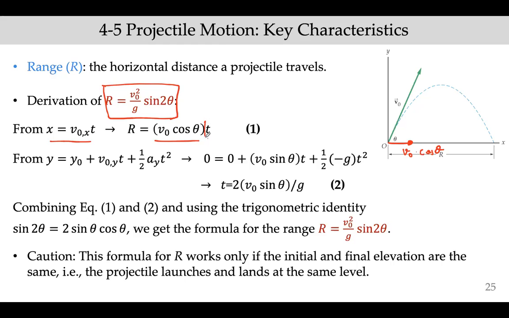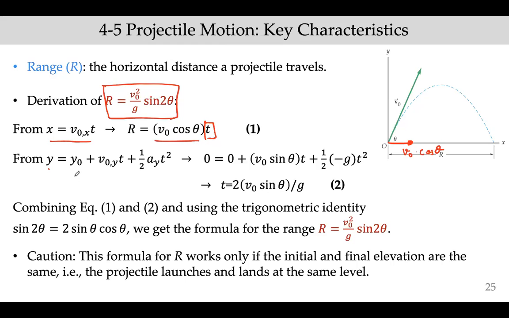The problem here is there is t, but for the range, I wanted to depend only on the initial speed, the acceleration of gravity, and the theta angle. So I don't want t, so I have to get rid of that t. To be able to do that, I'm going to write another equation. This time, I'm going to write the position equation for the vertical motion. So I'm going to find t from here.